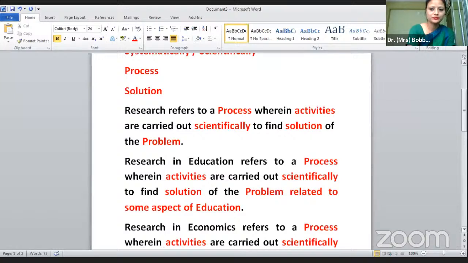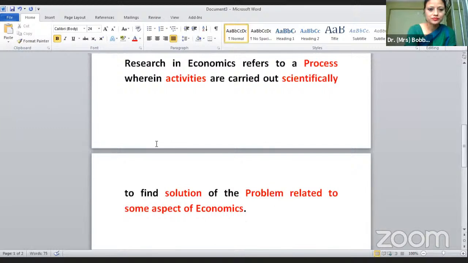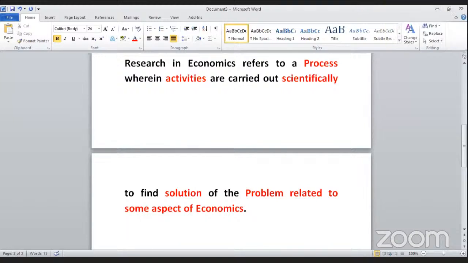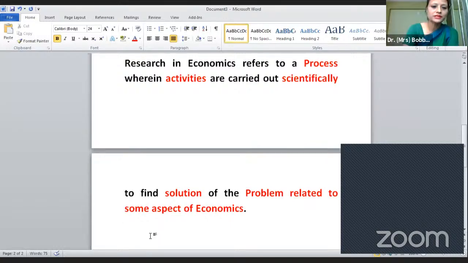All right. So this is how I can define research in economics. Like this, you can define research in any subject you like. There is absolutely no problem. Now I proceed further.